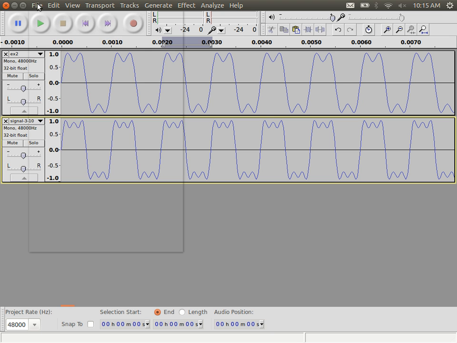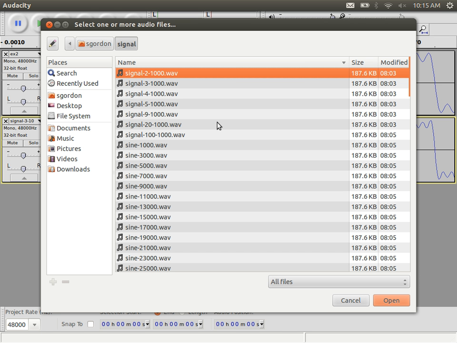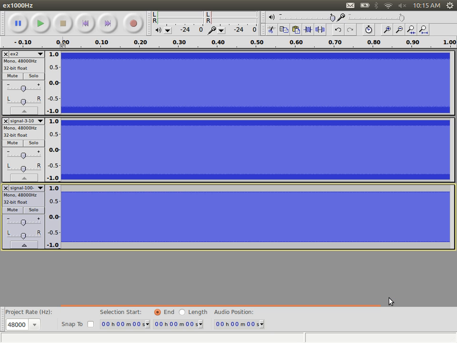I'll open one more signal which I created earlier. So we had two components, three components. I created one with 100 components. So 2 components, 3 components, 100 components.